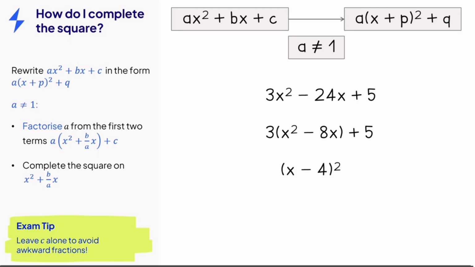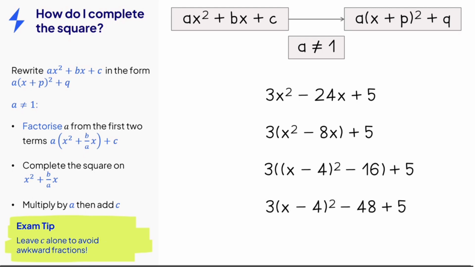So half the 8 gives us 4. We still subtract 4 squared, even though there's a subtraction inside the bracket. We always take away that number squared, so we get minus 16. Then we multiply the whole thing by a, and then add the c. So multiply everything by 3, and then add the 5. Simplify the expression by multiplying out the 3, and then combining the constant term at the end.